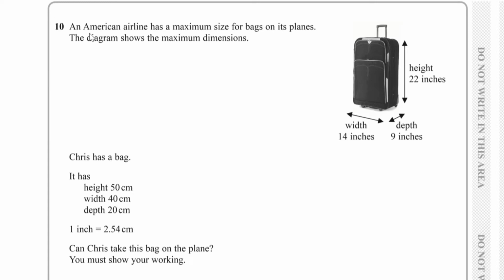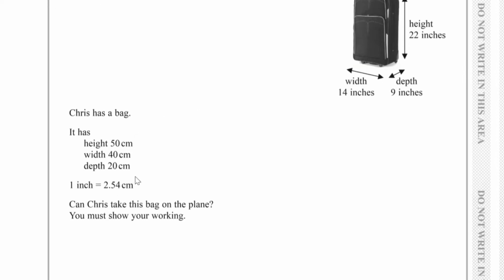Question number 10. An American airline has a maximum size for bags on its planes. Width is 14 inches, depth is 9 inches, and the height is 22 inches. And Chris has a bag. It's got a height 50 centimeters, a width 40 centimeters, and a depth 20 centimeters, and 1 inch is equal to 2.54 centimeters. Can Chris take this bag on the plane? He must show his working.